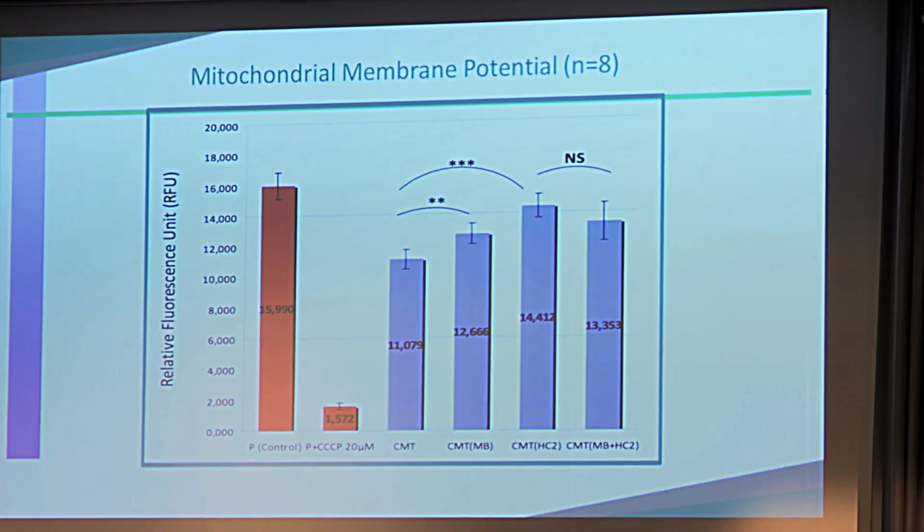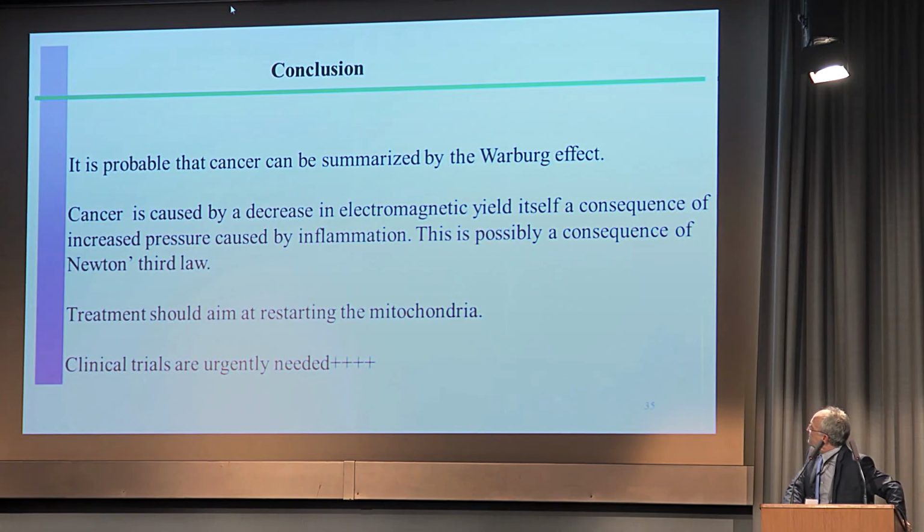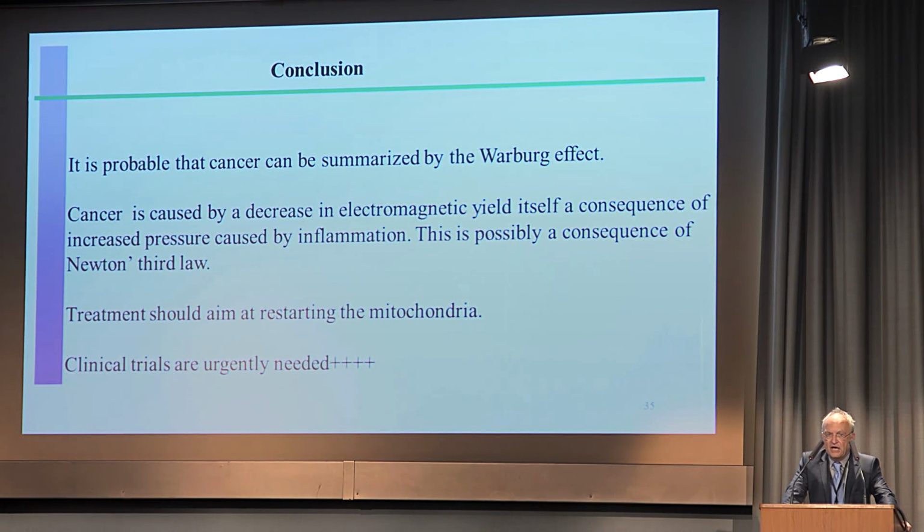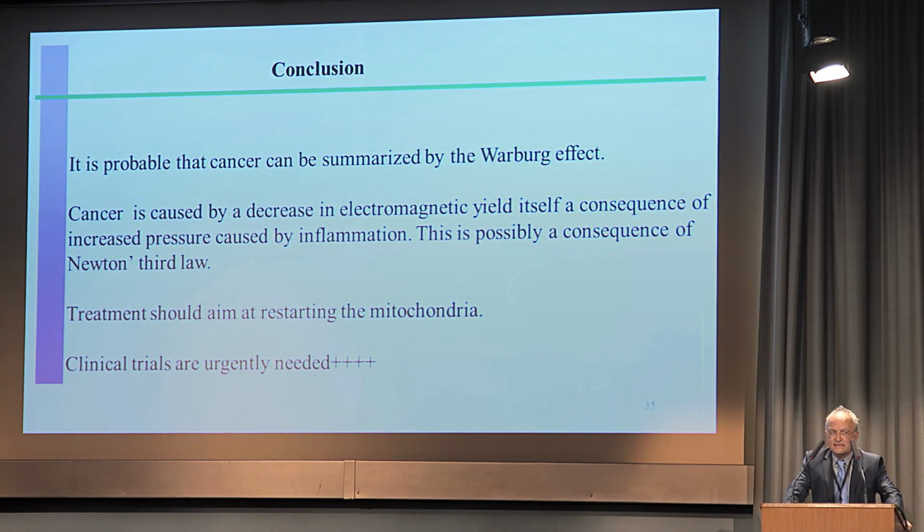The same with the mitochondrial potential. If you use either the metablock, so the combination of metabolic treatment that we discovered, or hypochlorite, you increase the mitochondrial transmembrane potential. These are the points I want to make. First, cancer is the Warburg effect, and that's what we face. It's a clear definition of the disease. Until proven otherwise, it appears to us that it's as simple as that, until proven otherwise.